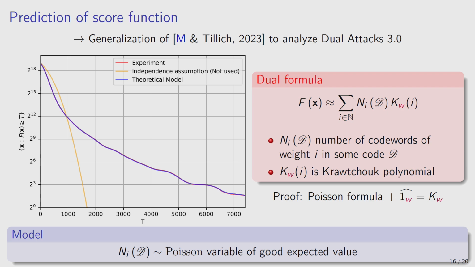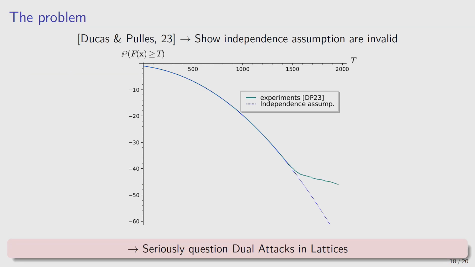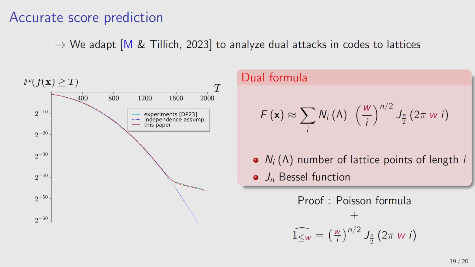Thanks for the talk. Can you go to slide 19, please? How do you compute N_i of lambda, the number of lattice points? We derive it from the Poisson model for lattice points of length lower than i. You can model the number of lattice points of length lower than i by a Poisson variable, and from that you can derive the formula.